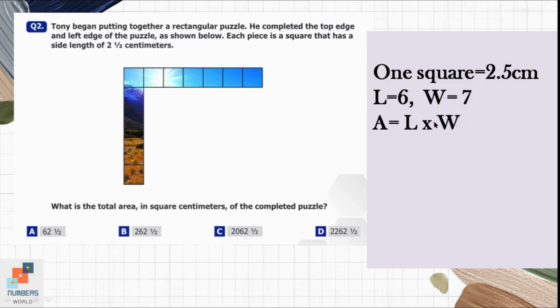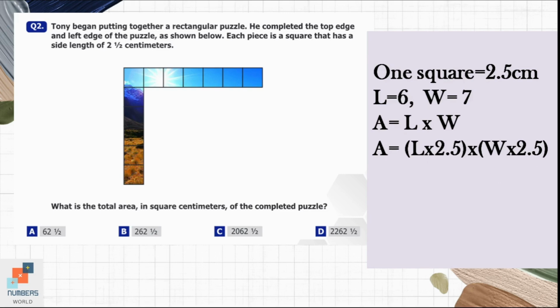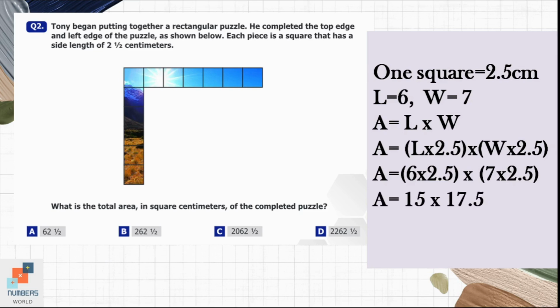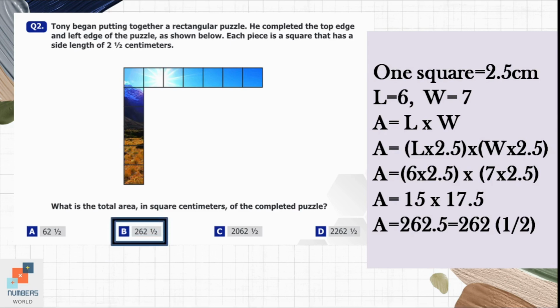As each square is of 2.5 centimeters, we are going to multiply it with the length and width as well. Then we are going to put the values of length and width in the equation. After solving it, we may say the total area of the puzzle is 262.5 square centimeters, which is our option B.